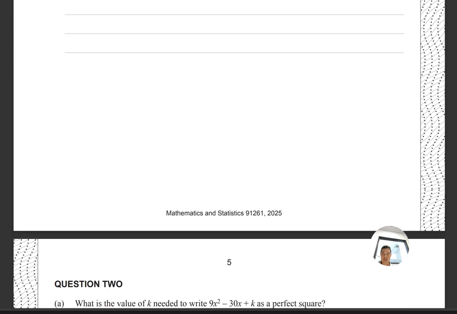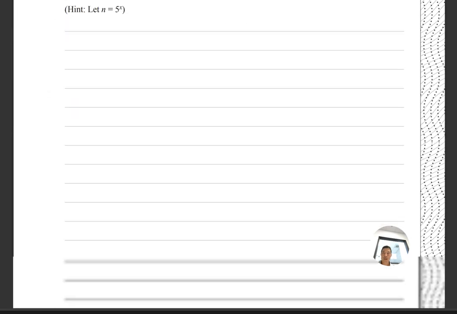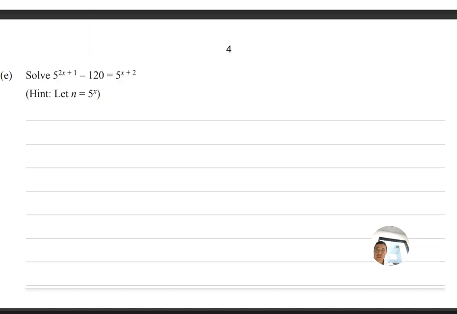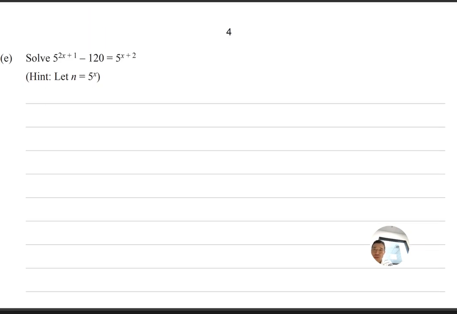Oh, yeah, question E, and then question 2, right? So I'm going to solve question E and have a rest. So question E says solve this. All right. So hint, let n be 5 to the power of x. So this means 5 to the power of 2x plus 1 means 5 times 5 to the power of 2x, right? But we can write 5 to the power of 2x as (5 to the power of x) squared, okay? That's the key of this question, actually.